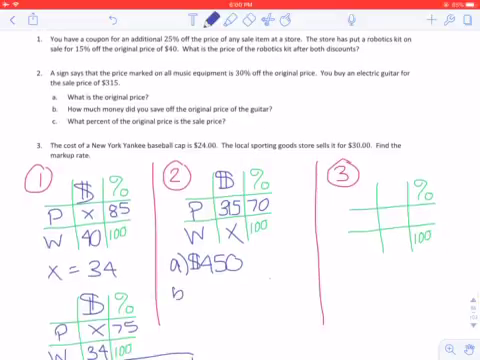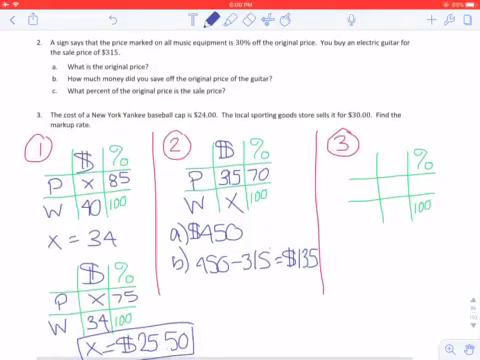How much money did you save? You're just subtracting $450 minus $315. So $450 minus $315 is $135. That's what we saved. So that means that 30% of $450 must be $135 because that's the amount we saved. And what percent of the original price is the sale price?